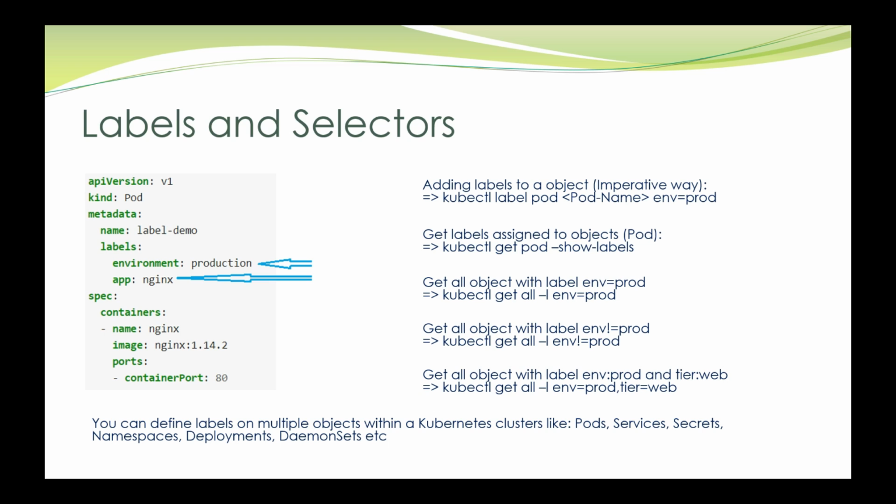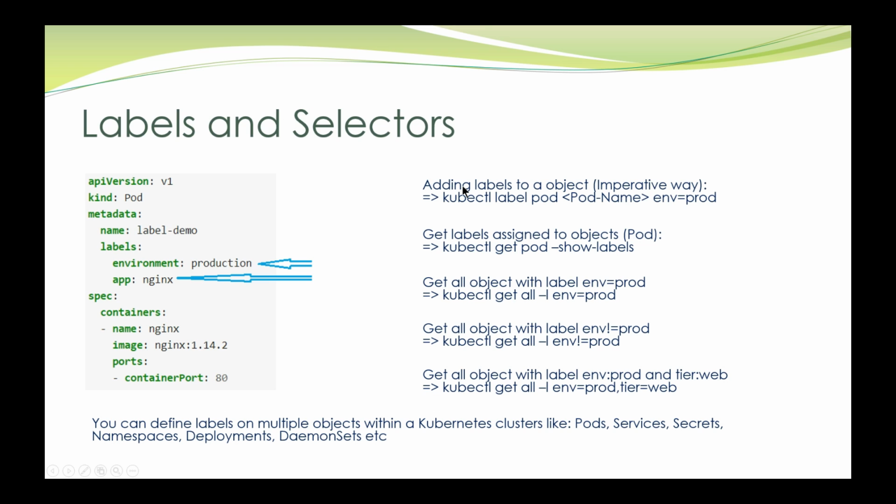You can define labels for multiple objects, any kind of objects, and all objects support labels. And labels are very important. If you see my video on replica sets, the matching is done on the basis of labels. On the basis of labels only, the replica set's selector identifies which pods it needs to manage, which pods come into that particular replica set, so that anytime a pod goes down, the replica set's responsibility is to bring it up.